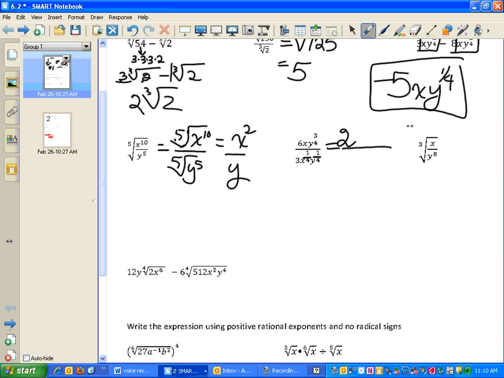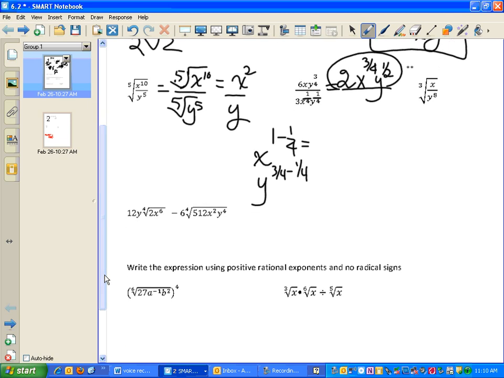Subtract them. So what is 1 minus 1/4? That's x to the 3/4. And then we look at our y's. What is y to the 3/4 minus 1/4? Y to the 2/4, which is 1/2. I don't have anything in my denominator, correct? Because they were all moved up, so this is just going to be this as my answer. We're going to leave this one alone for a second. All right, let's do this one.